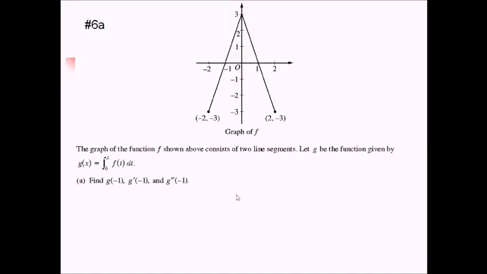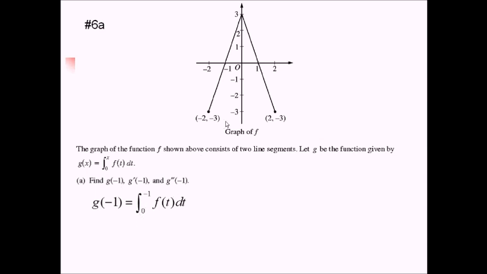For the next several problem parts, we're going to use this graph of f and also the g function, which is the integral of the f function from 0 to x. So we want to find three different things for this part here. Let's start with g of negative 1. That's the integral from 0 to negative 1 of the f function. That's the area under f from 0 to negative 1.